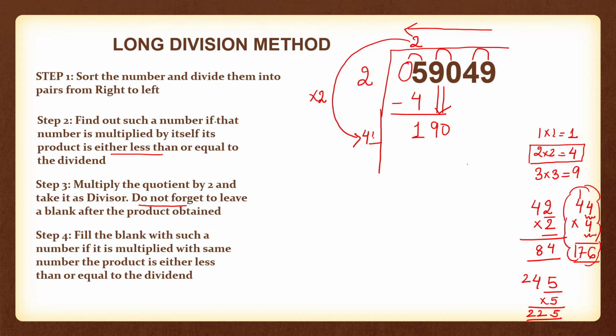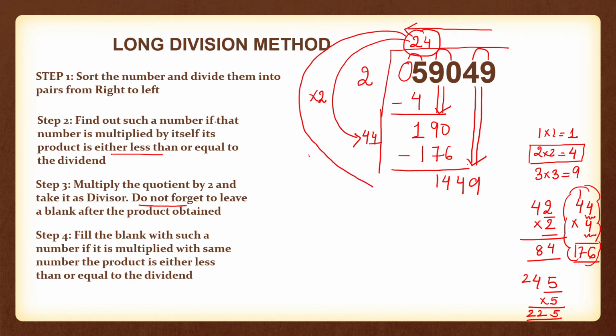So fill it by 4. Same in the quotient. We will get 176. Subtract it. We will get 14. Next, we will bring this 49 down. Again, multiply the quotient. Our quotient is 24. Multiply it by 2. You will get 48. Again, do not forget to leave a blank.